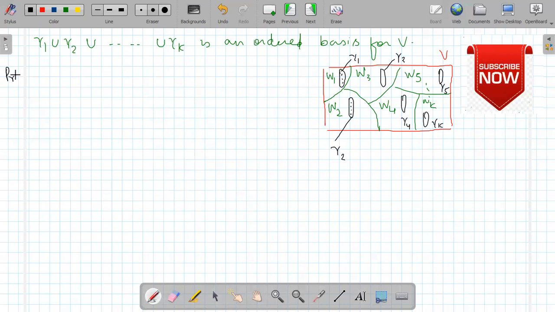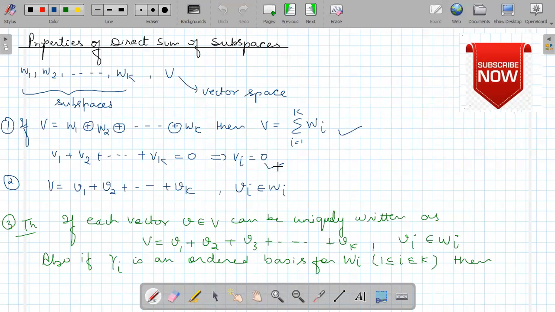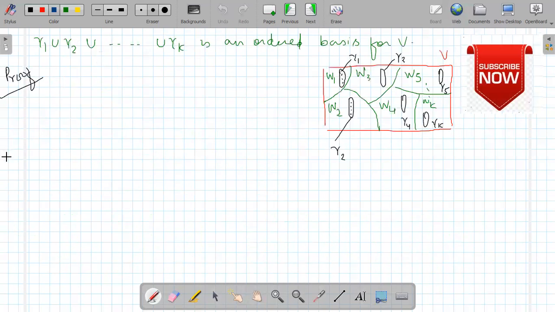So we'll prove this. To prove this, first of all, we have to prove that the union of gamma 1, gamma 2, gamma k is an ordered basis for V. Since we are given that the representation of every vector is unique, V is the direct sum of the subspaces W1, W2, and so on, right?